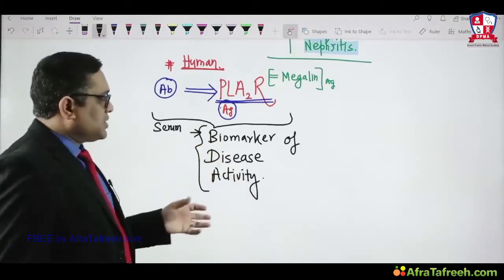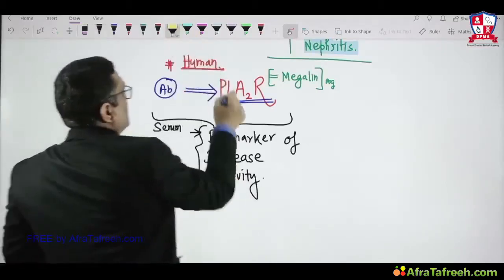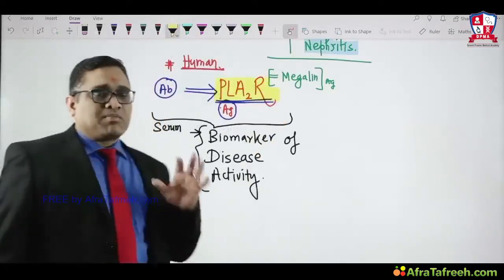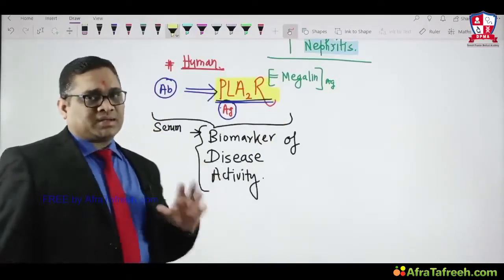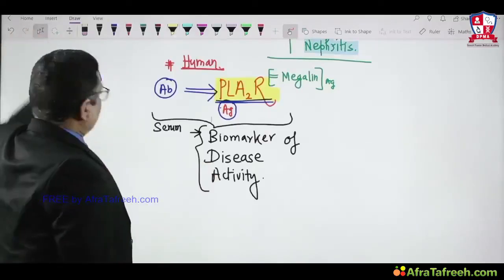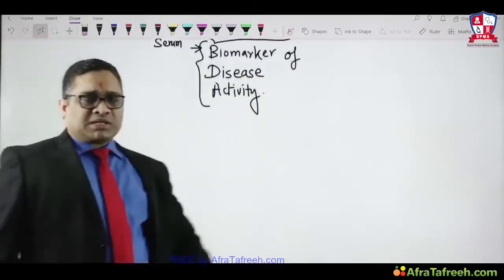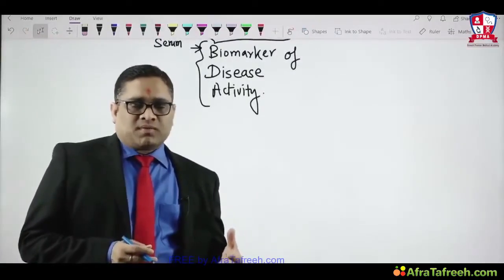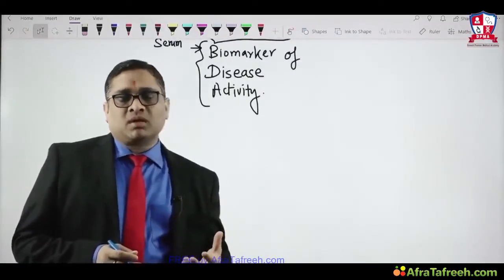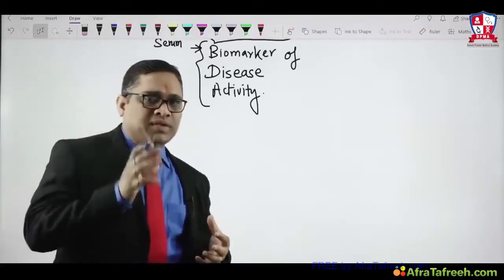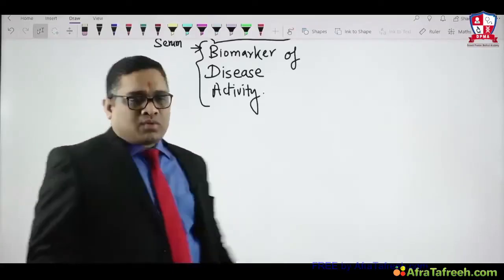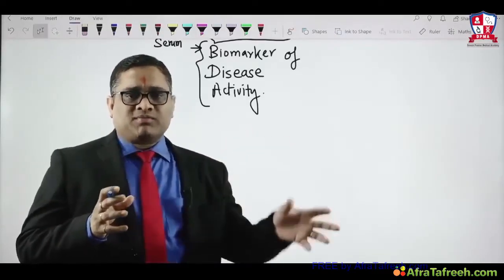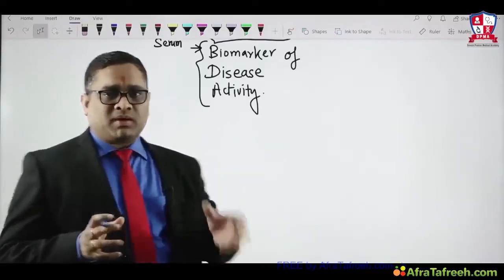This can be a future question, and this was a question in the DNB exam in a previous year. Phospholipase A2 receptor is associated with membranous glomerulonephritis. So in membranous glomerulonephritis, we have seen the associated antigen is megalin in mouse and phospholipase A2 receptor in human beings. Antibodies are formed against them, immune complexes are formed, and when cytokines are released, they cause damage to both the visceral epithelial cells and the basement membrane.